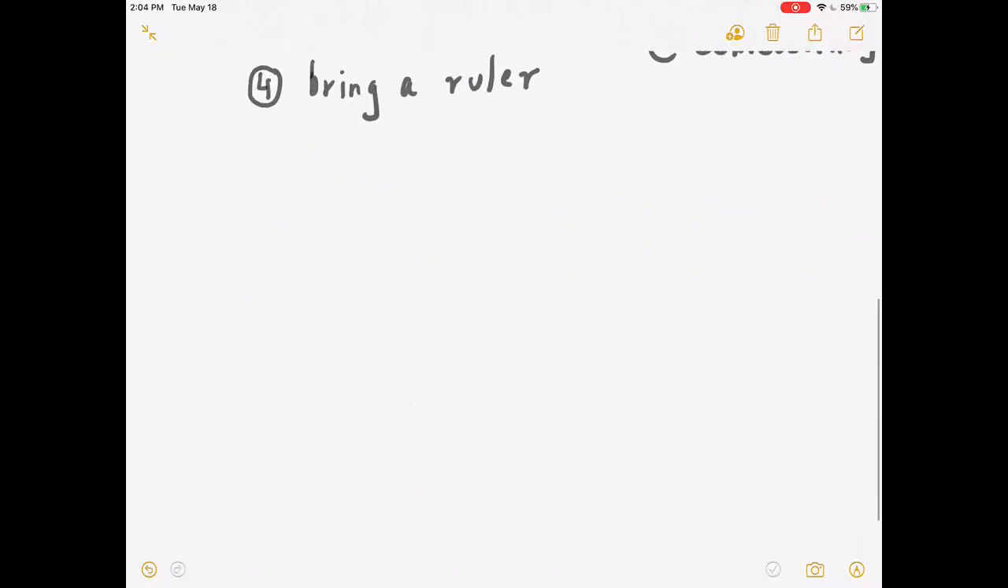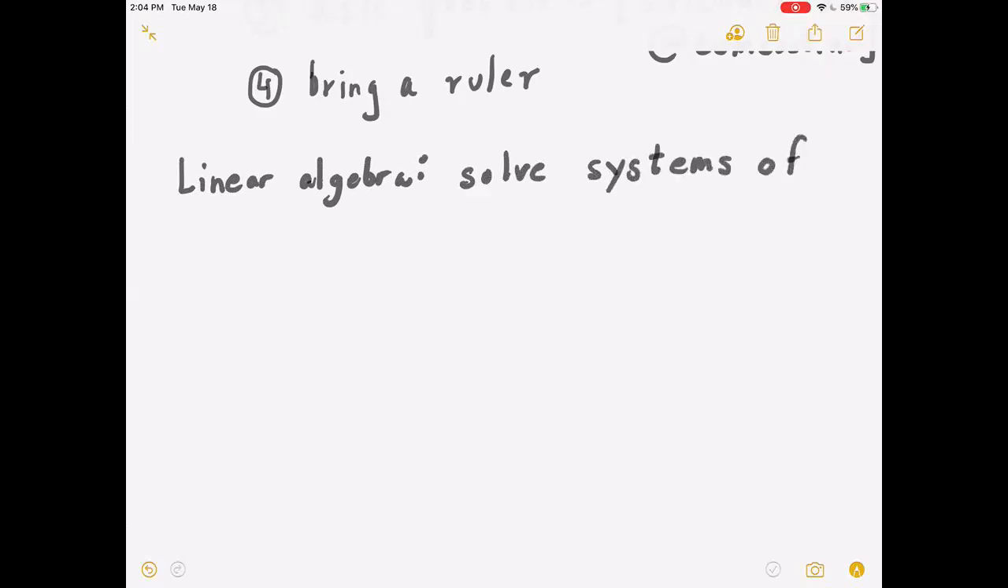Okay, so let's start. So one of the things that we want to do in linear algebra, one of the central tasks of linear algebra, is that we want to solve systems of linear equations simultaneously.